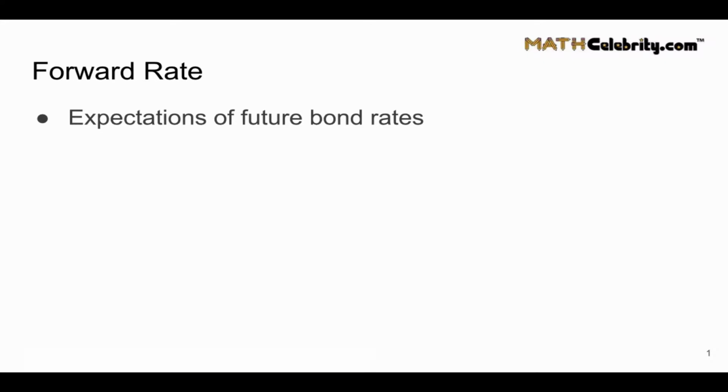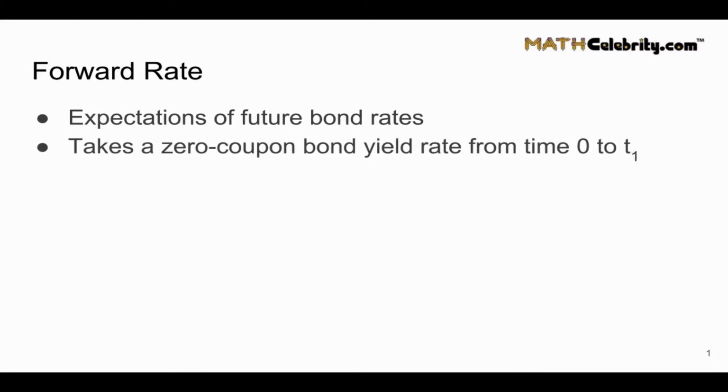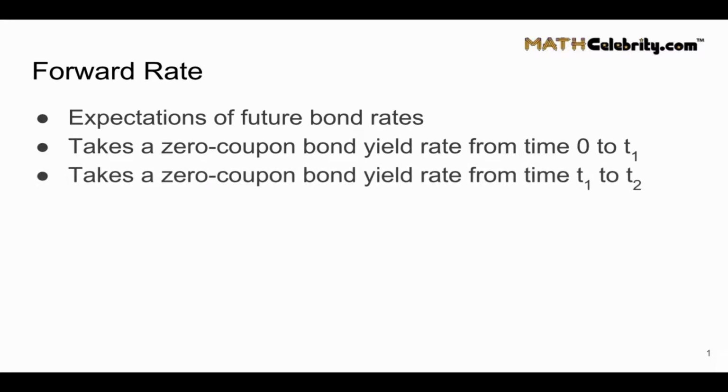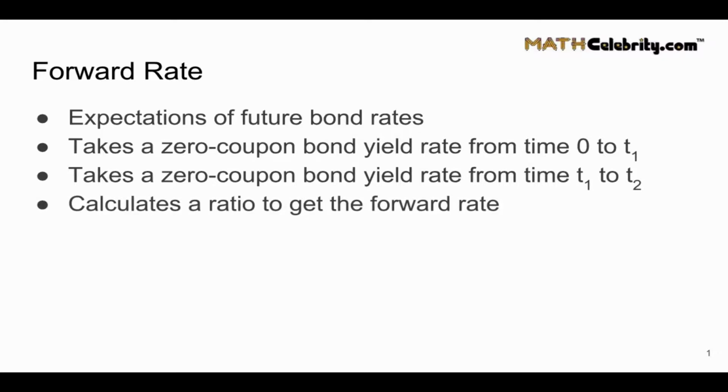And so what it is that it's an expectation of future bond rates. It takes a zero coupon bond yield rate and it's going to run that from time 0 to time t1. Then it's going to take another zero coupon bond yield rate from time t1 to t2. And what it's going to ask you to do is calculate the forward rate, which I'll show you how to get to in a moment, but this is a ratio. So the key word for these problems is, what is the forward rate?